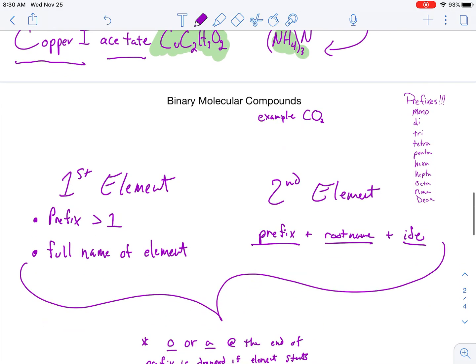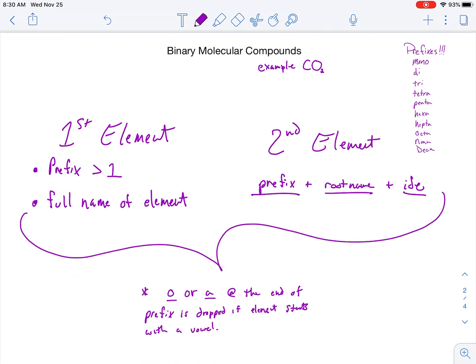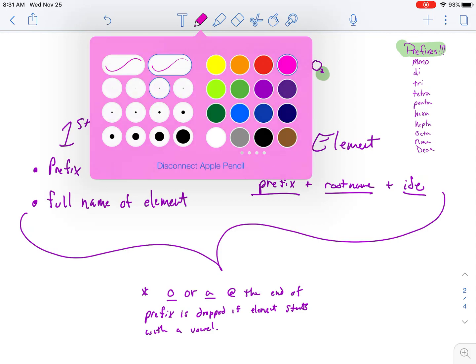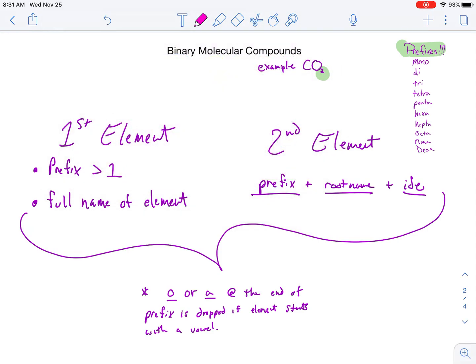Now let's jump into naming binary molecular compounds. Binary molecular compounds, we don't have to worry about charges, but we do have to worry about our subscripts, or how many of each element we actually have. To deal with that, we use these things called prefixes, and here they are off on the right-hand side. Mono, di, tri, tetra, penta, hexa, hepta, octa, nona, deca. That's like 1, 2, 3, 4, 5, 6, 7, 8, 9, 10. I'm very good at counting.